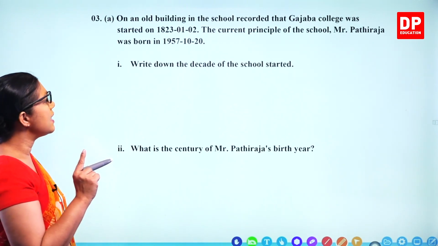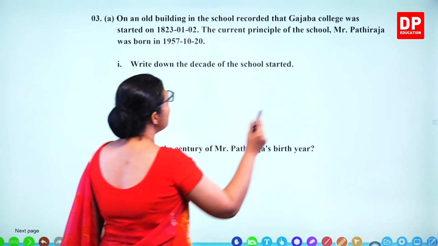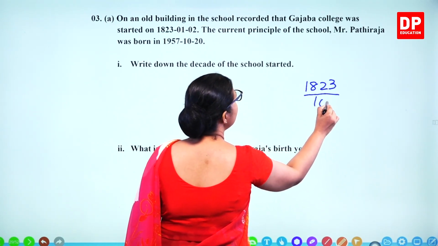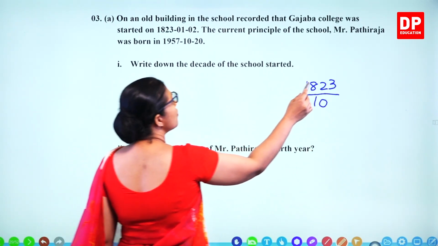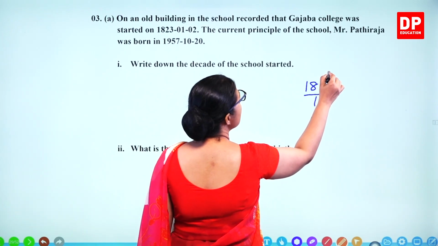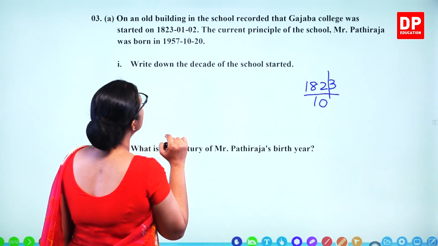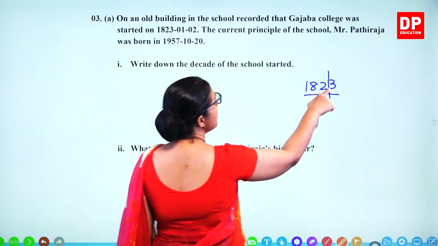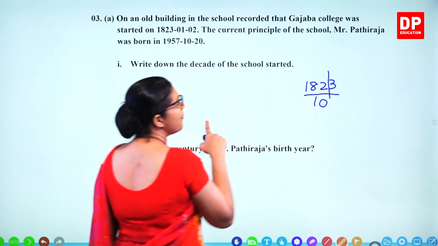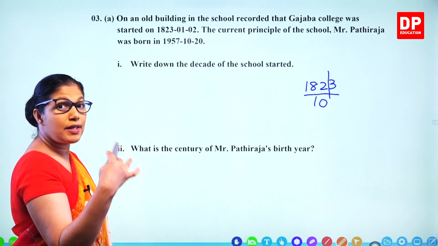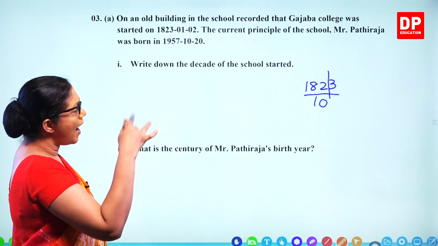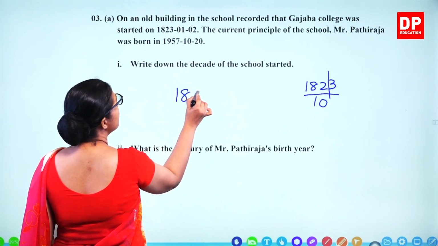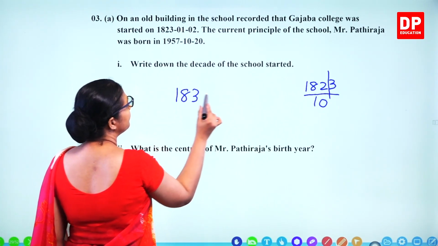How do you find out the decade? You divide by 10. What you get? Decade, divide by 10. So 1823. So here you get 3 there. So when there's number 3 or 1 or more, you add 1 to the previous one. 183rd decade.